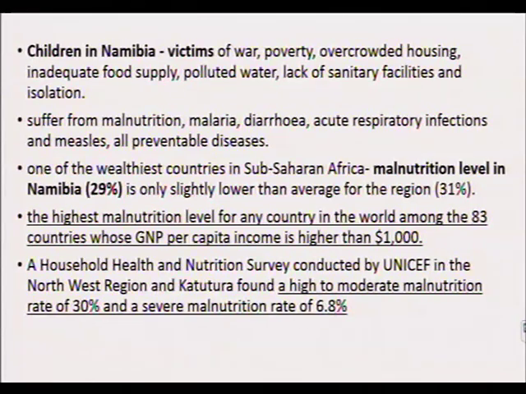Namibia has the highest malnutrition level for any country in the world among the 83 countries whose GNP per capita income is higher than $1,000. A household health and nutrition survey conducted by UNICEF in the Northwest region and Katutura found a high to moderate malnutrition rate of 30% and a severe malnutrition rate of 6.8%. And needless to say, here education has a very large role to play.